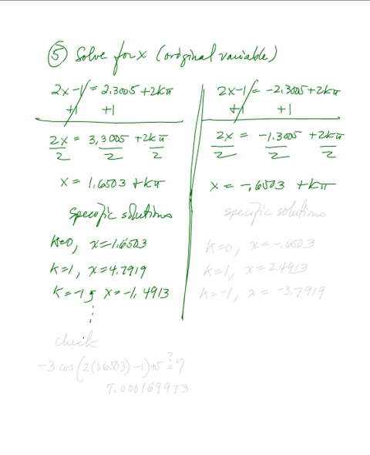And again, I'll just check one of these so you could see. Check the first solution on this. Your check would be to resubstitute your specific solution into your equation in the place of x and see if you get a true statement. So you'd have negative 3 cosine of 2 times 1.6503 minus 1 plus 5, is that indeed 7? And I get 7.000169973. I think that's pretty good.